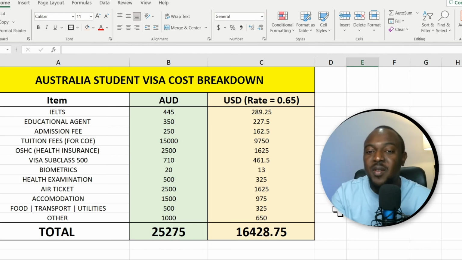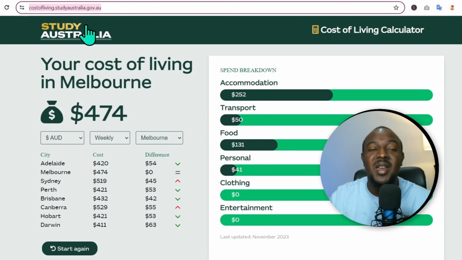So if you are thinking of traveling to Australia, this is what you should be looking at. Again, if you want to have an idea in regards to accommodation, food, and transport once you get to Australia, this website is really good. So when you come here, study in Australia. So okay, studyaustralia.gov.au. This is a government website, and they break things down easily.